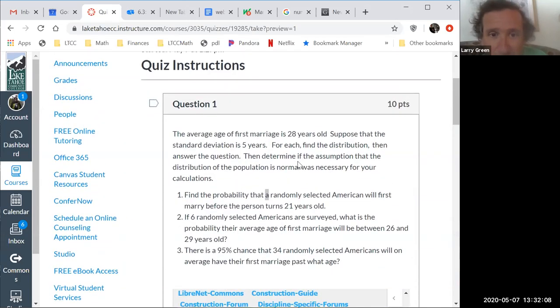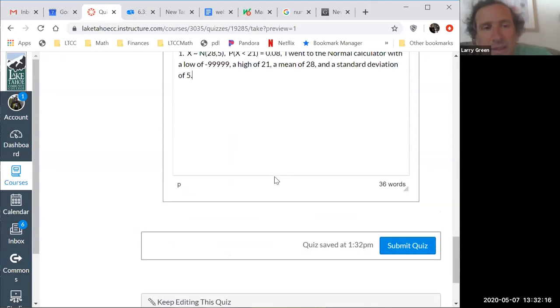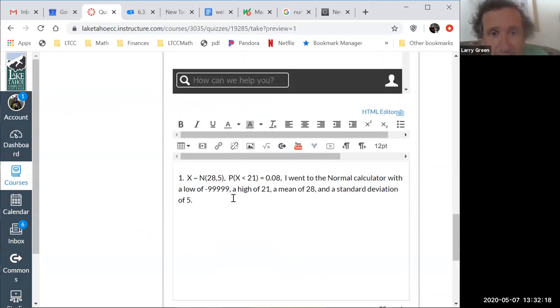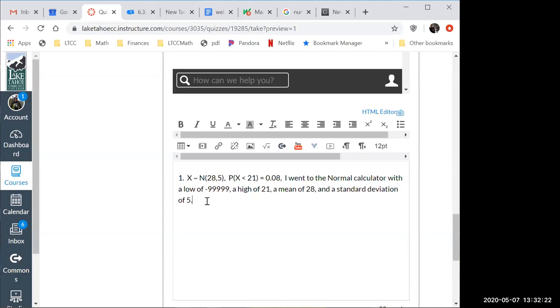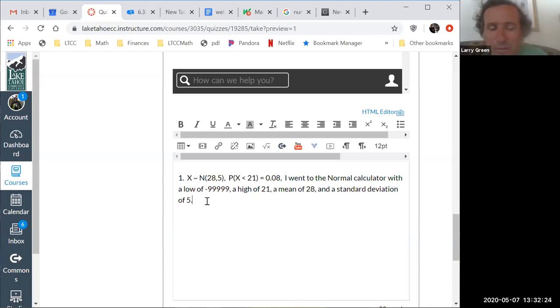Then you read the question. I'm supposed to determine if the assumption that the distribution of the population is normal was necessary for your calculations. Here we did these calculations. I used the normal distribution. Do I need to assume that we have a normal distribution, or do I just know it for sure? Was the assumption necessary? What do you think?